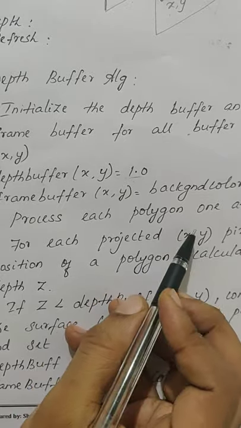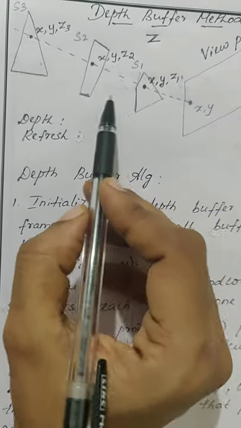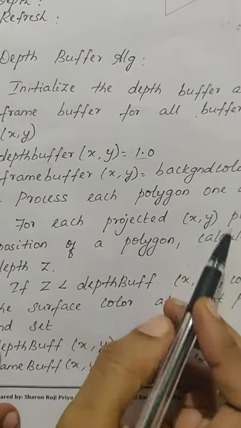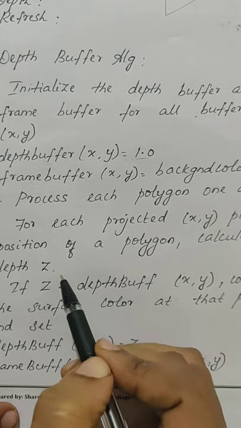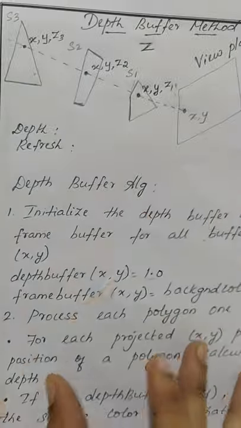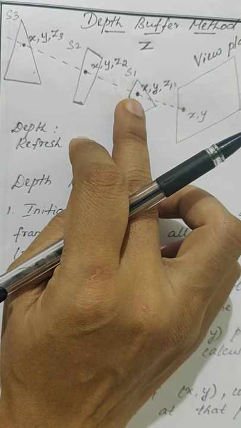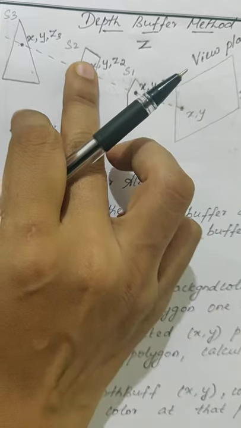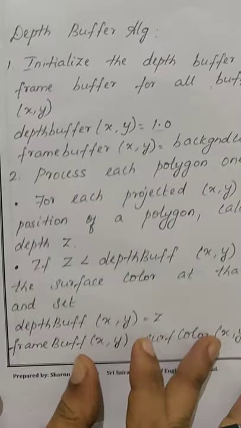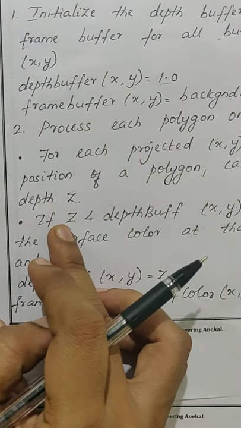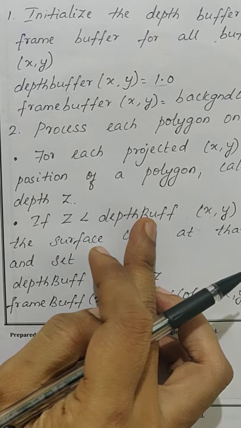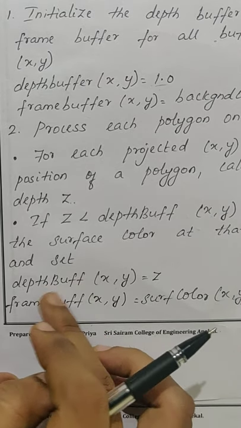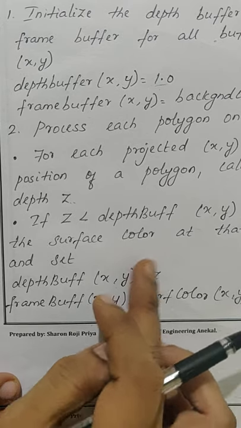Now, process each polygon one at a time. One by one, I have to process all my polygons. For each pixel position of a polygon, calculate the Z value. As I told, for every pixel position, I have to calculate the depth value from my view plane. So, if you find any depth value less than the already stored depth value, what you have to do? You have to replace the depth buffer by the current computed Z value.